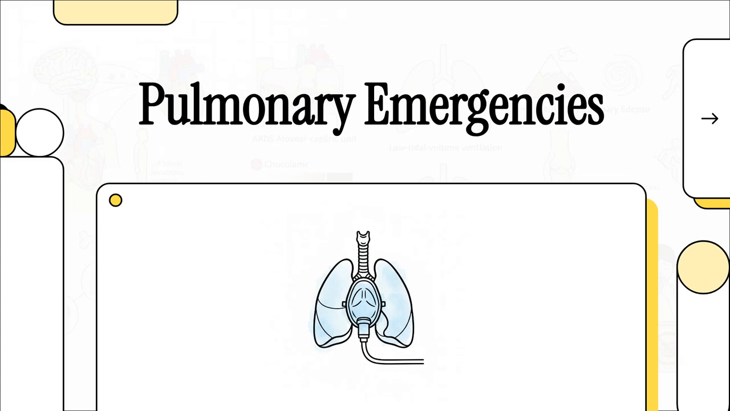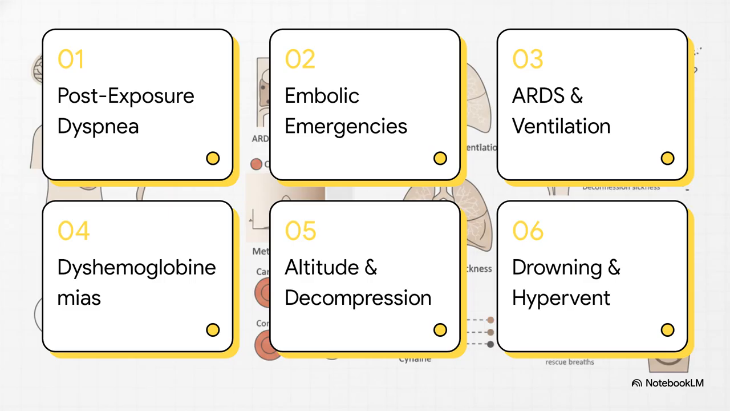Let's dive straight into pulmonary, embolic, and environmental emergencies. Here are the 6 clinical areas we're tackling today. The post-exposure dyspnea split, embolic emergencies including air and fat, ARDS and lung protective ventilation, dyshemoglobinemias and cellular hypoxia, high altitude and decompression sickness, and finally, drowning and hyperventilation syndrome.